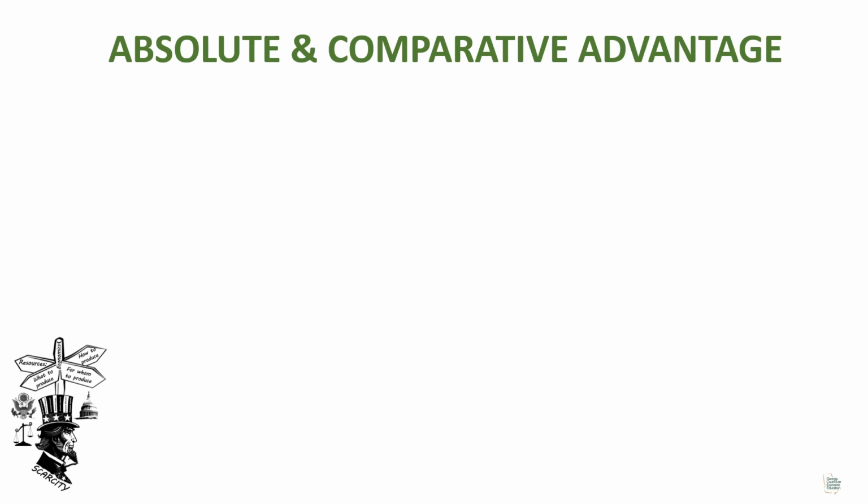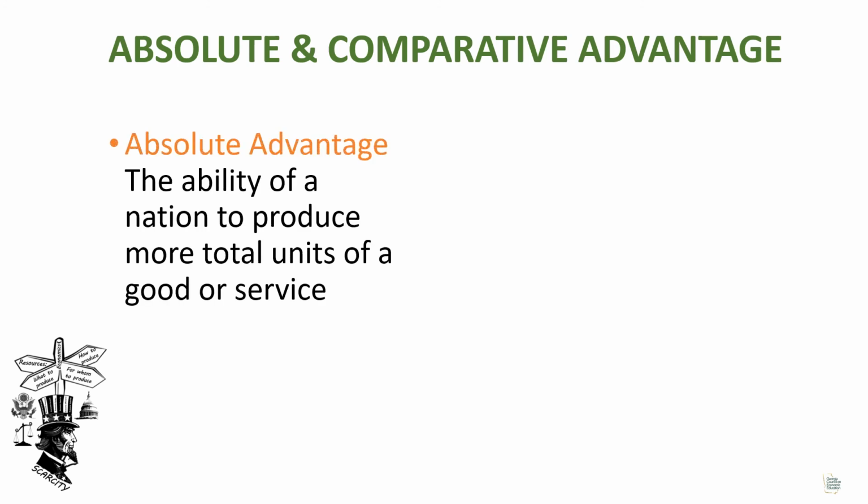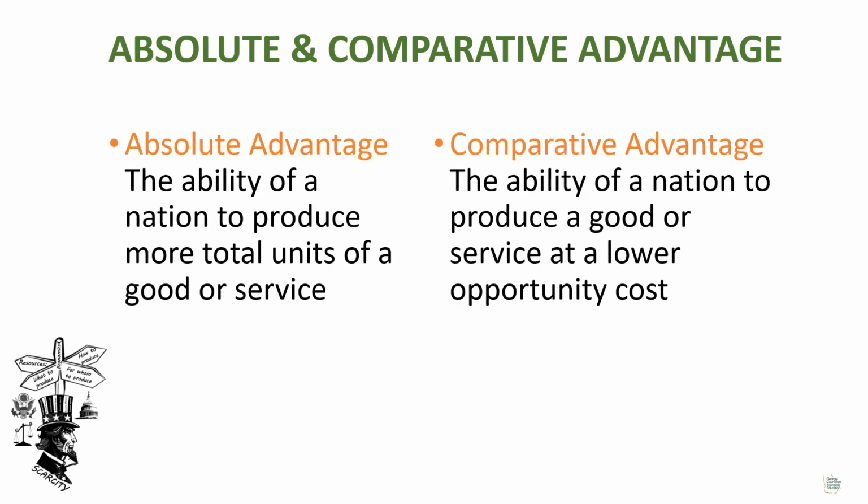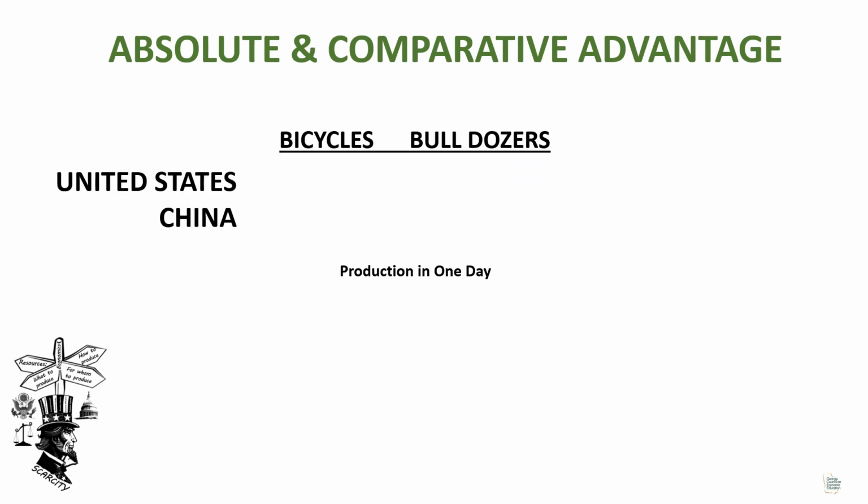All right, so the last thing we want to talk about, and really briefly, we're going to get into this. You guys already looked at this when you looked at your definitions, was absolute and comparative advantage. Okay, so absolute advantage is the ability of a nation to produce more total units of a good or service. Comparative advantage is the ability of a nation to produce a good or service at a lower opportunity cost. And we're going to look at this again. We're going to do some calculations, but I don't want you to get in too much.